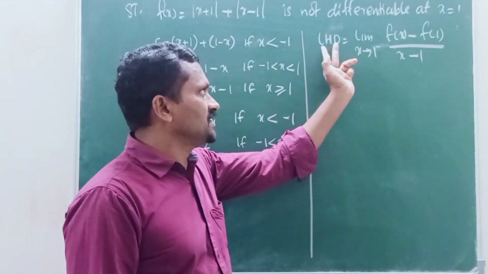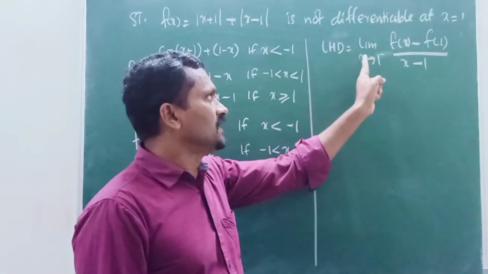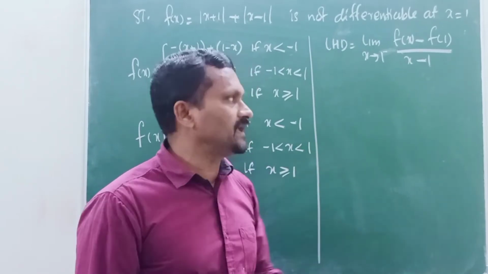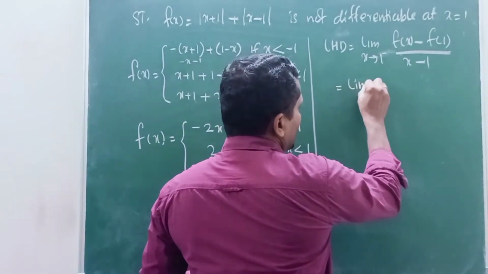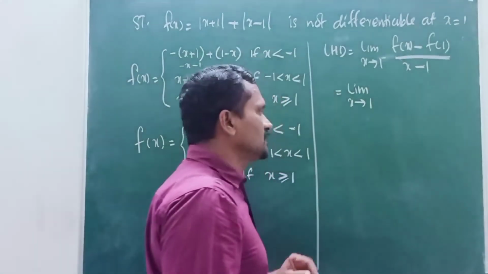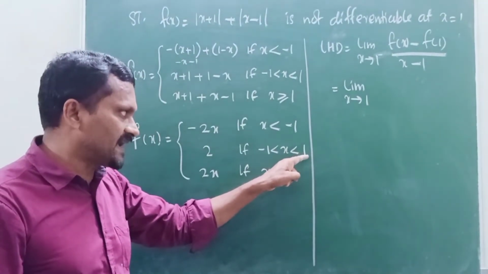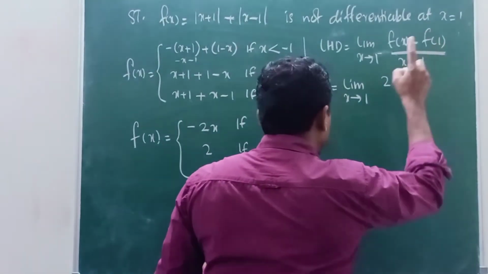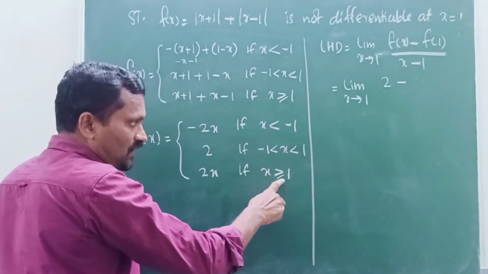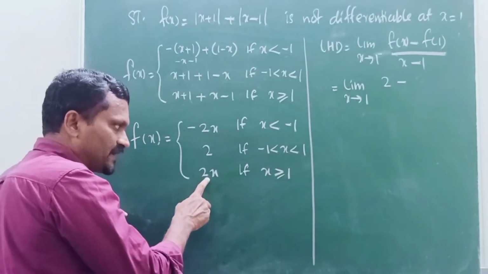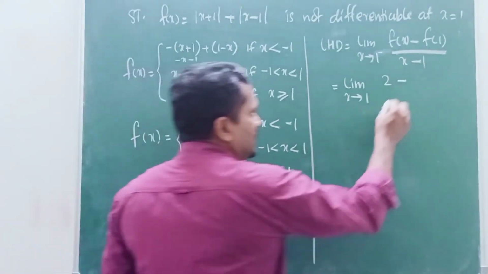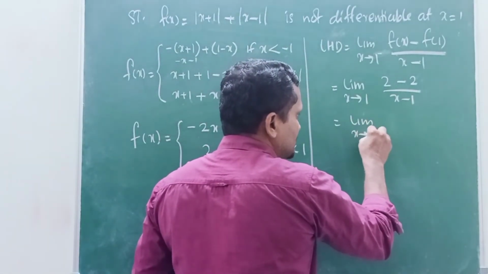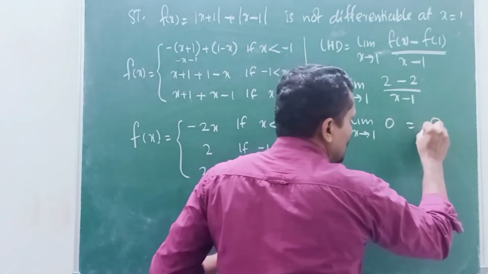The left hand derivative LHD by formula is limit x tends to 1 minus, f of x minus f of 1 divided by x minus 1. That's equal to limit x tends to 1. When x less than 1, 1 minus means x less than 1. Here the function is 2. F of x becomes 2 minus f of 1. When x equal to 1, the function is 2x. Then it becomes 2 into 1, that is 2, divided by x minus 1. That is, limit x tends to 1, 0, that's equal to 0.